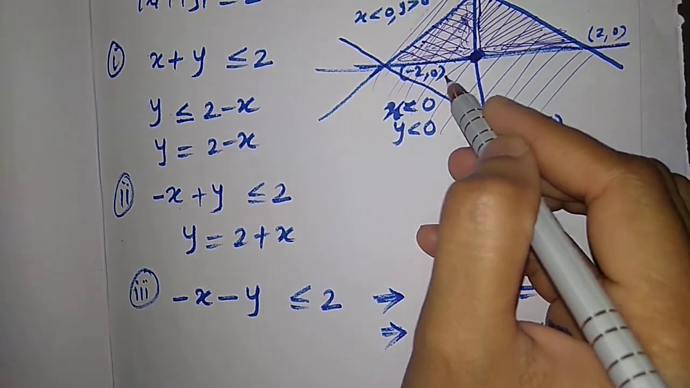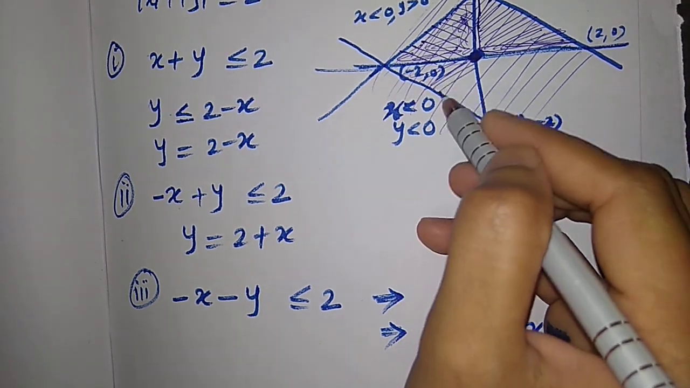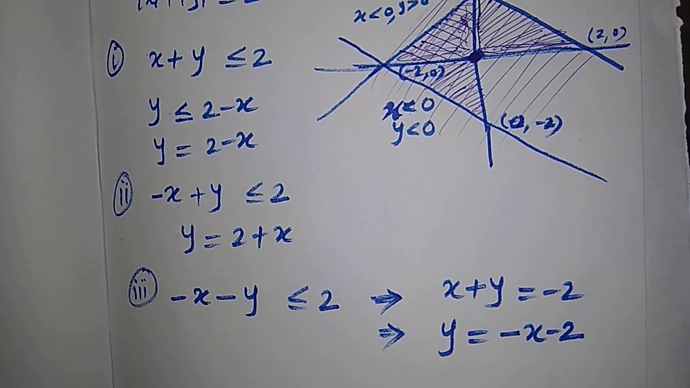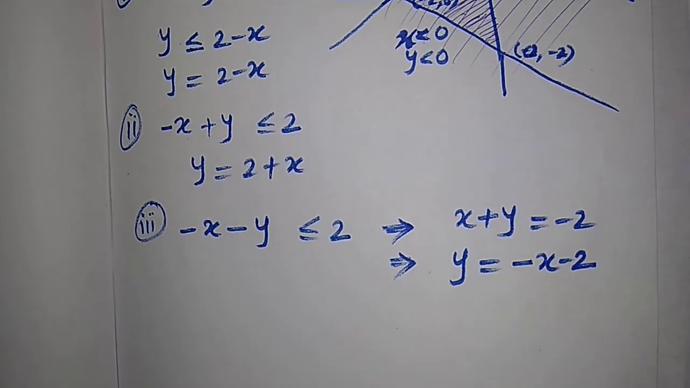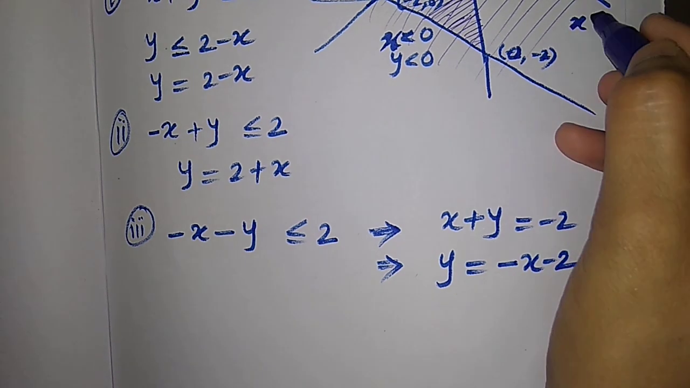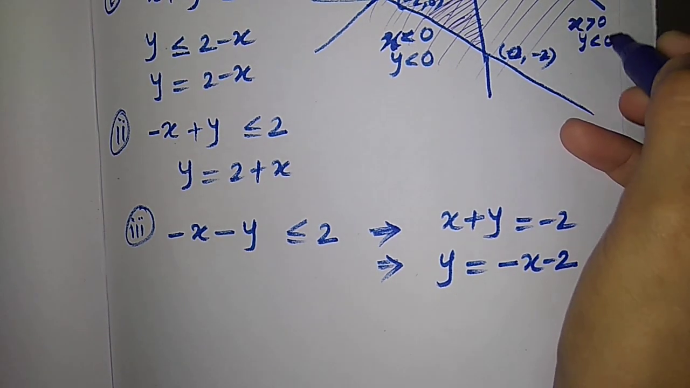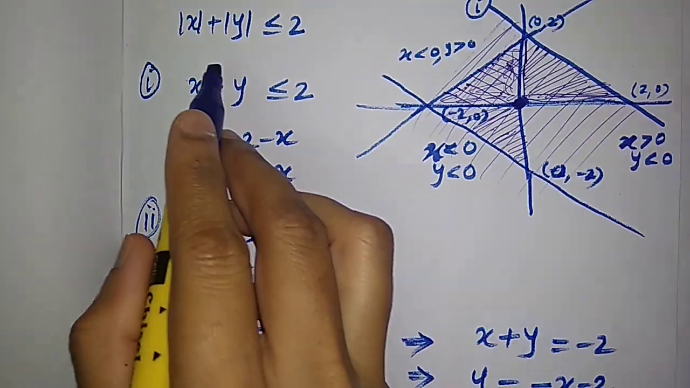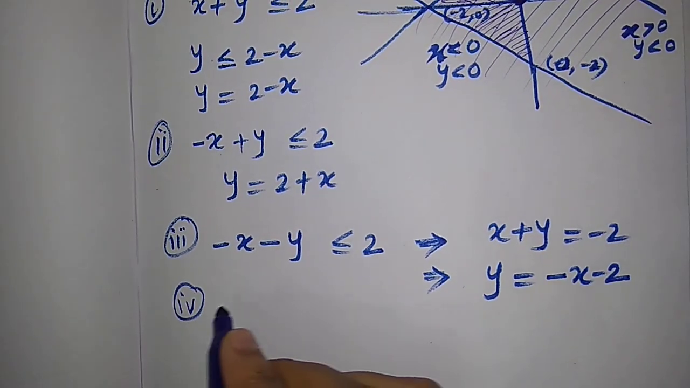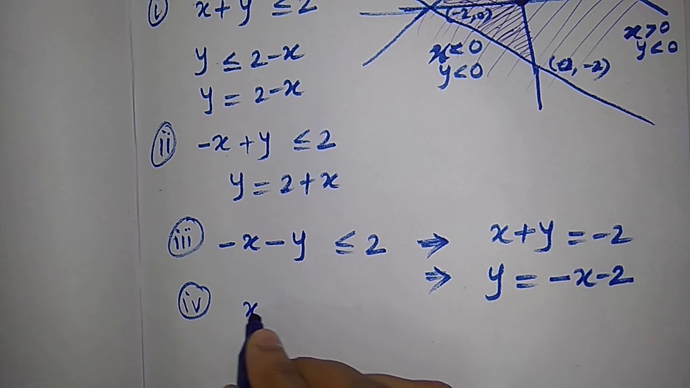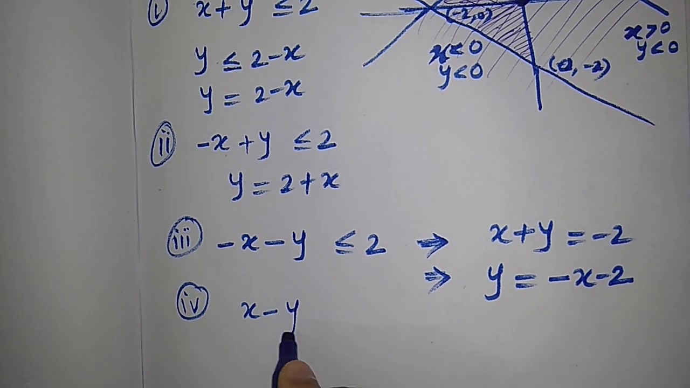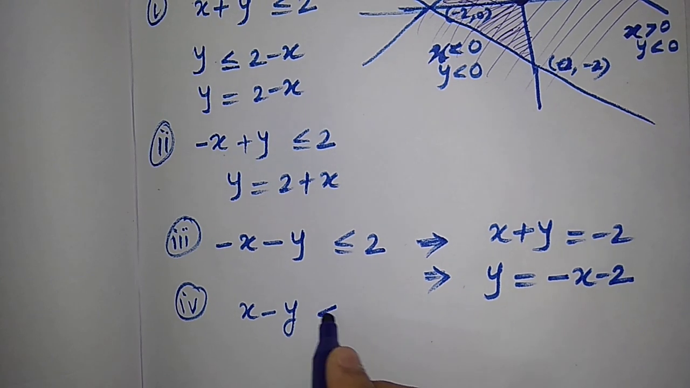So this part is the required region. Now in the fourth quadrant we have x positive and y negative. So this equation becomes: x is positive, so mod of x is just equal to x, and y is negative, so modulus of y is minus y, and which is less than or equal to.